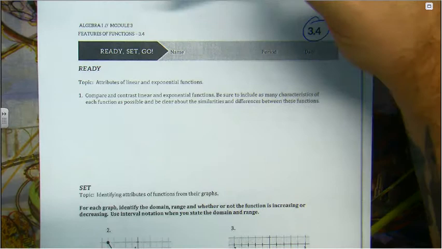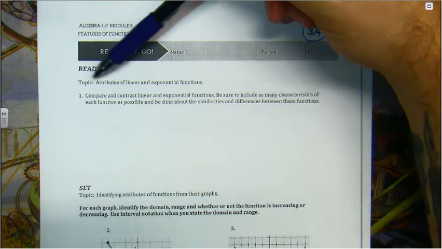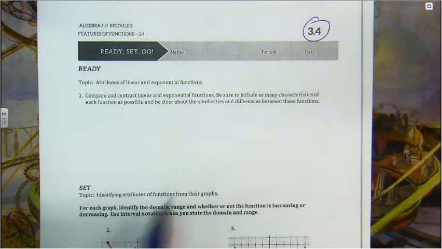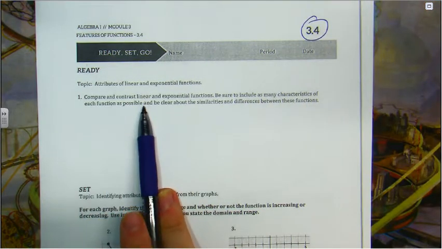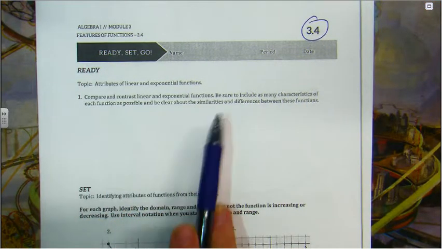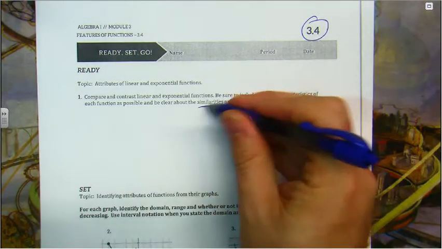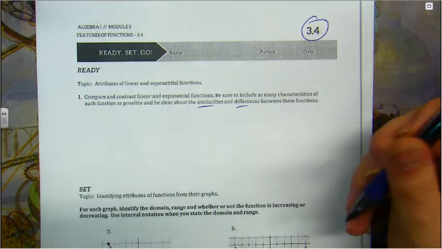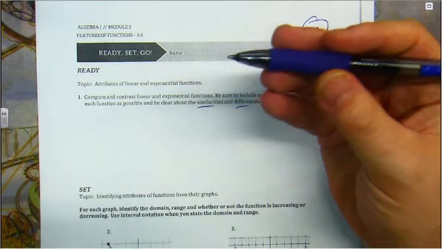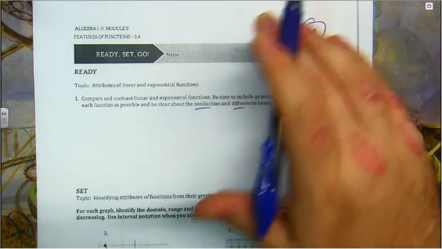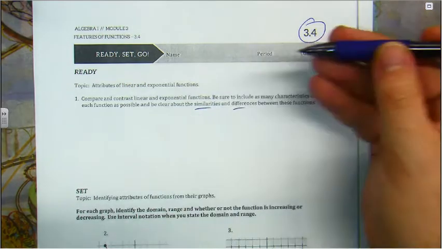All right, let's go ahead and start with our first section, our ready section. It wants us to talk about the attributes of linear and exponential functions. And it wants us to compare and contrast linear and exponential functions and be sure to include as many characteristics of each function as possible and to be clear about the similarities and differences between these functions. So just as a reminder before you begin to answer this question, I'm going to talk a little bit about linear and exponential and give you some models to start with.